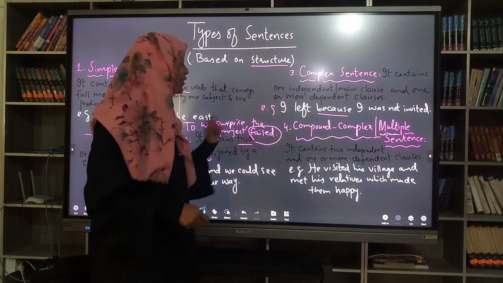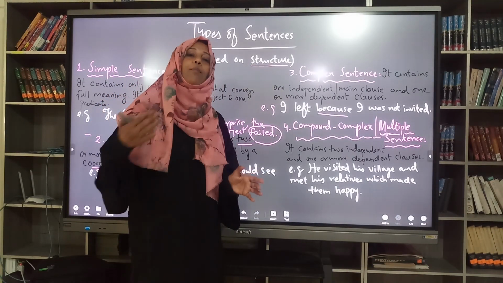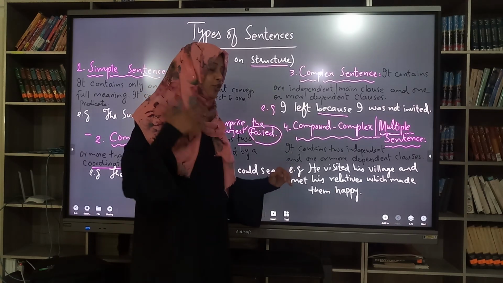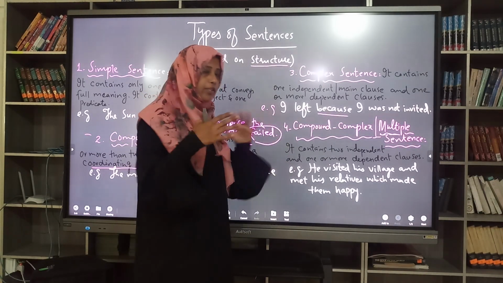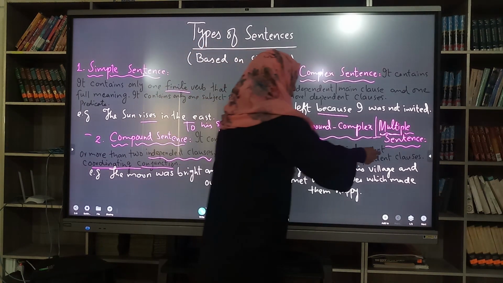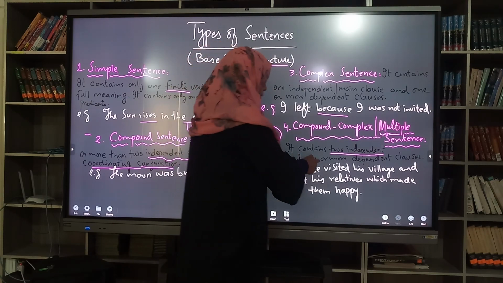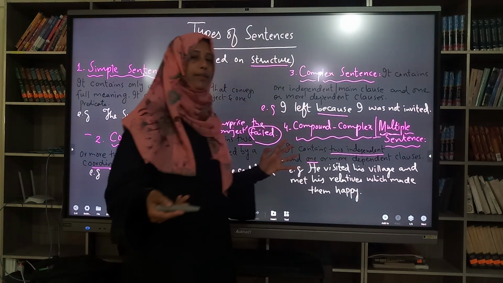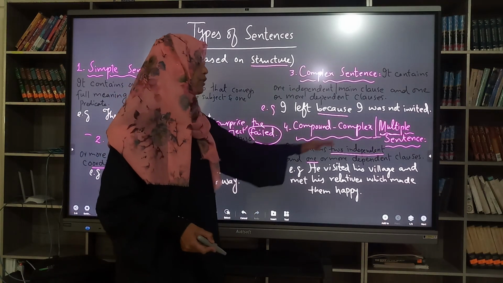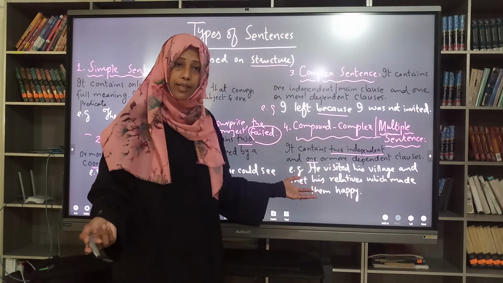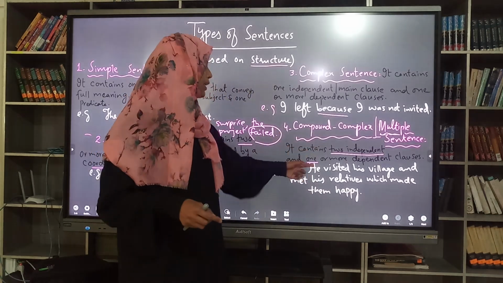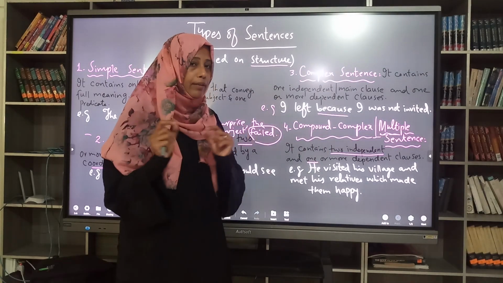Okay, now the fourth and last type is compound complex or multiple sentence. A multiple sentence contains two independent clauses because it's a combination of both compound and complex. So it will contain two independent clauses joined by one or more than one dependent clauses. For example, he visited his village. As you can see, it's a complete idea. If it is written separately, it will give you a full meaning. Meaning that it is an independent clause.